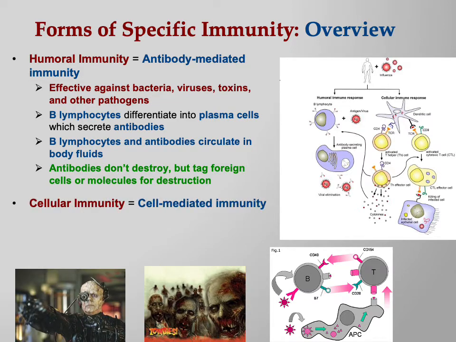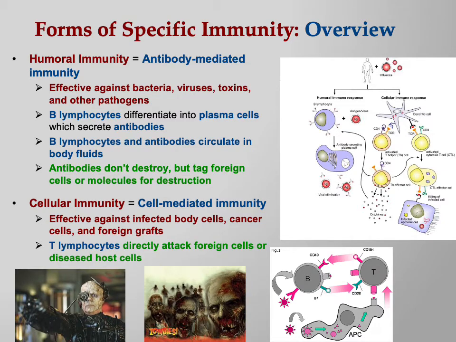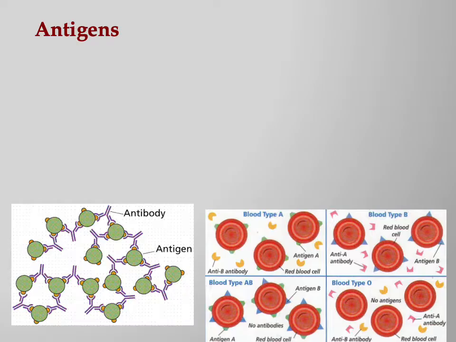And then, as opposed to humoral immunity, we have cellular immunity, cell-mediated immunity. This is effective against infected body cells, cancer cells, and foreign grafts. So now we're looking at T lymphocytes that directly attack foreign cells or diseased host cells. So the two types of specific immunity, humoral and cellular. Humoral, the B cells and the antibodies. Cellular, the T cells.